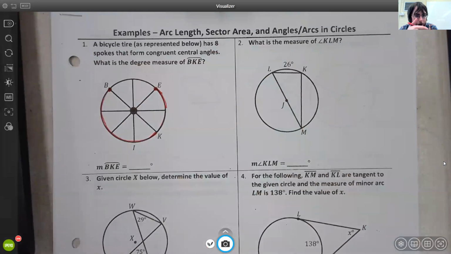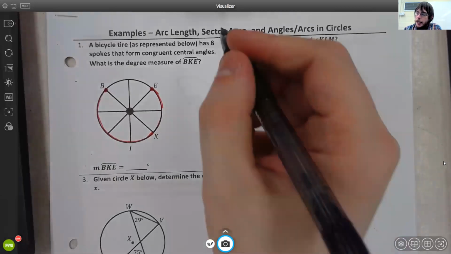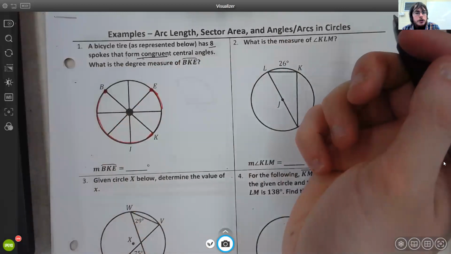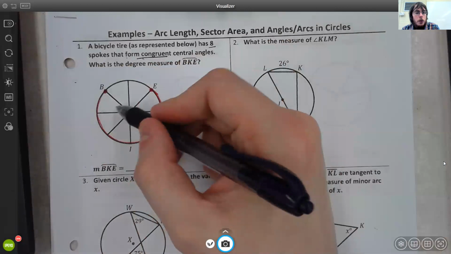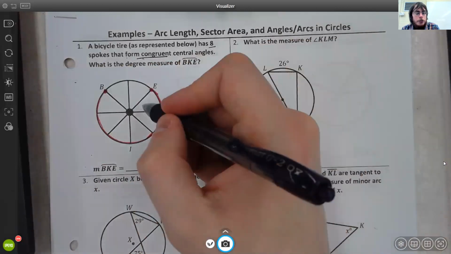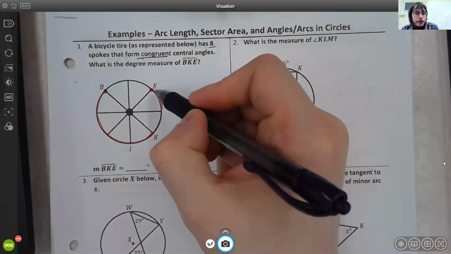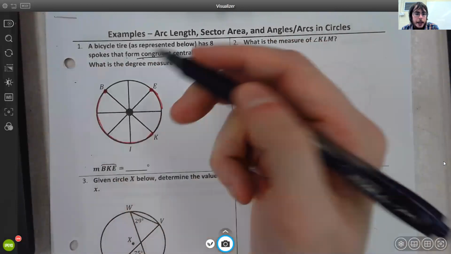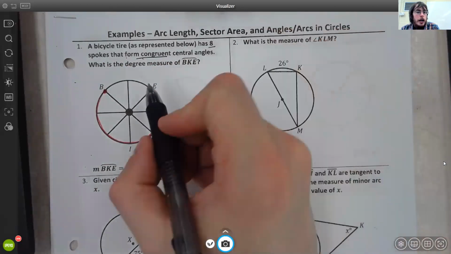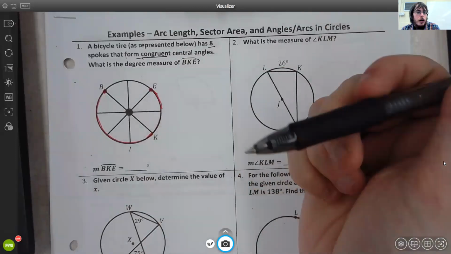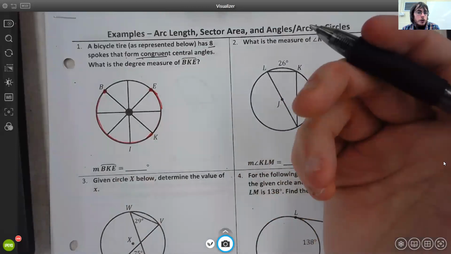Now you may be going, well, we don't have any information here to help us find that. Well, the problem gives us one other key piece of information, and it's that the bicycle tire has 8 spokes that form congruent central angles. So you have 8 spokes here that form congruent central angles, which means that each one of these sections has to be exactly the same. They have to be identical, which means these arcs must be identical as well. So if we want to figure out what one piece is, we have to determine what the whole of the circle should be equal to.